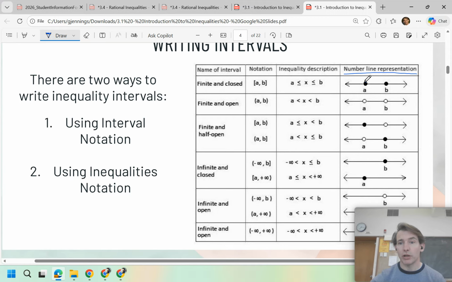When we have closed dots on the number line, that means we are including a and b as possible values of x. They are less than or equal to, or greater than or equal to x. And in interval notation, they're noted this way with square brackets. The square bracket means include a. The rounded bracket means exclude a. Similarly, the open dot means exclude that point.